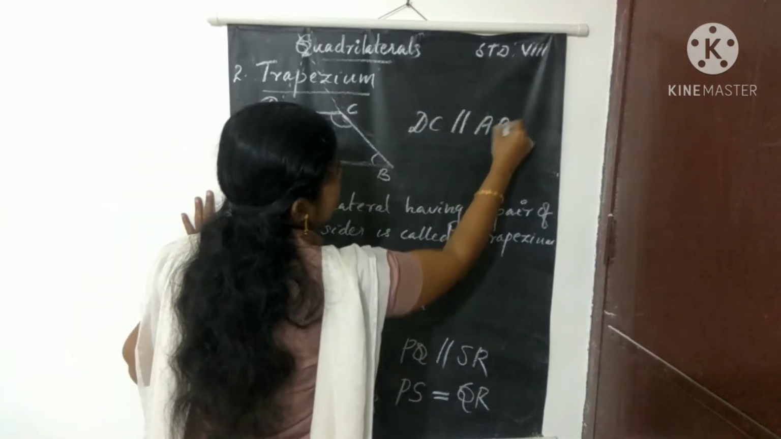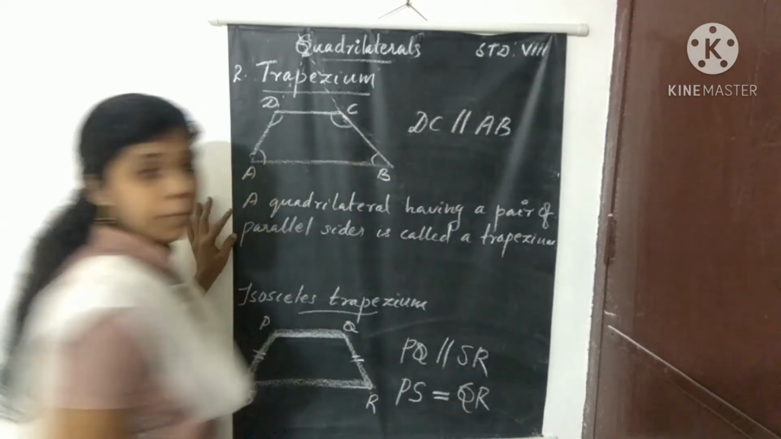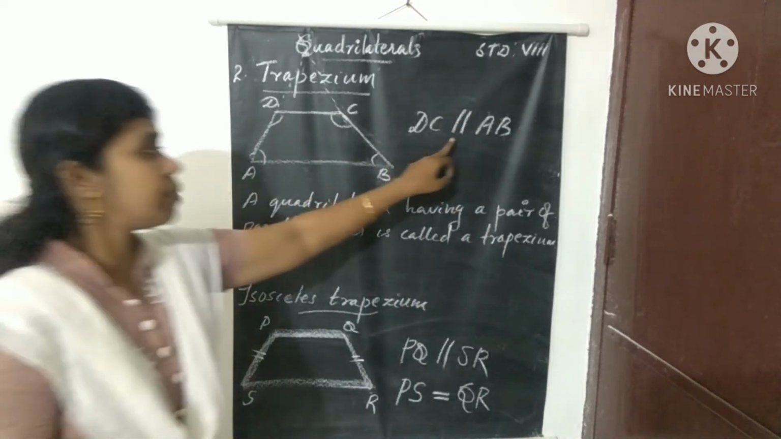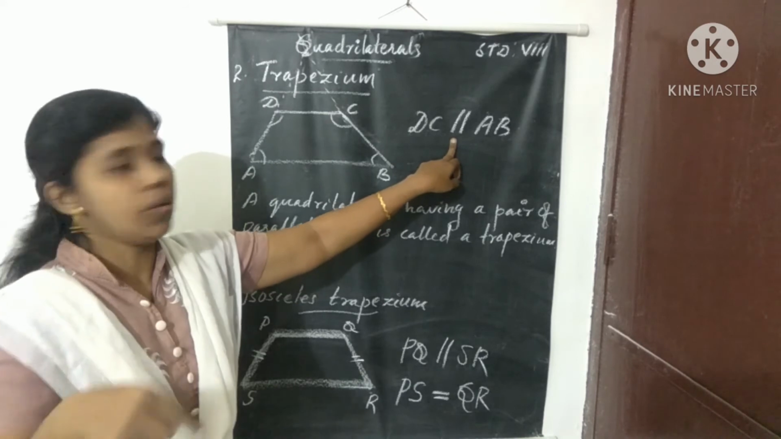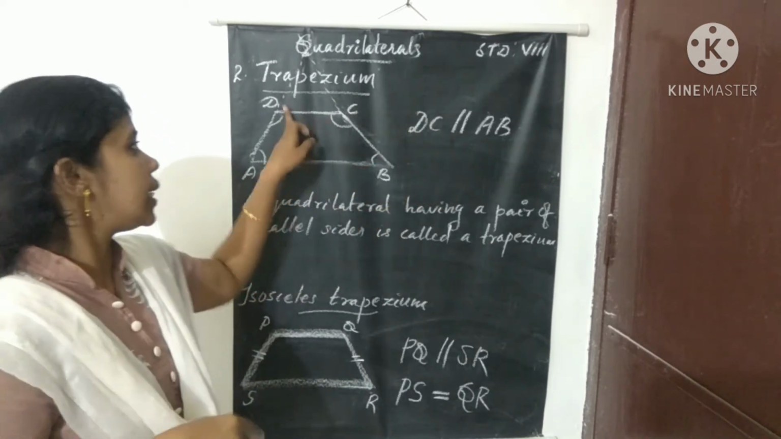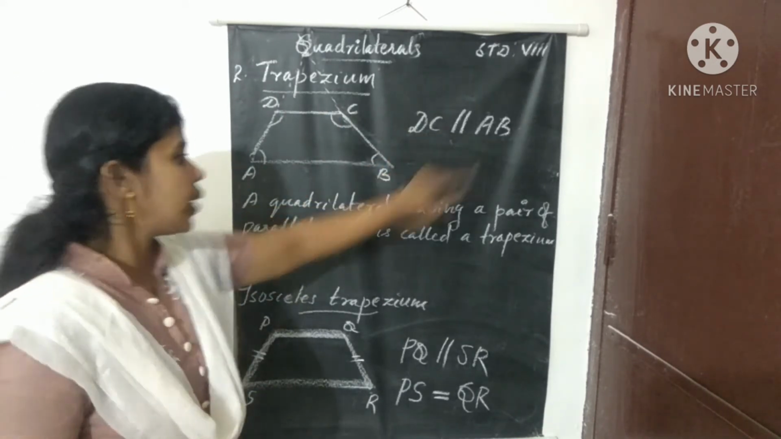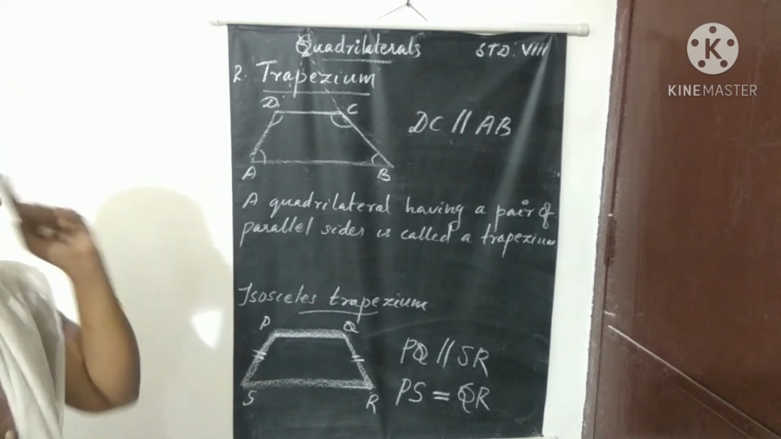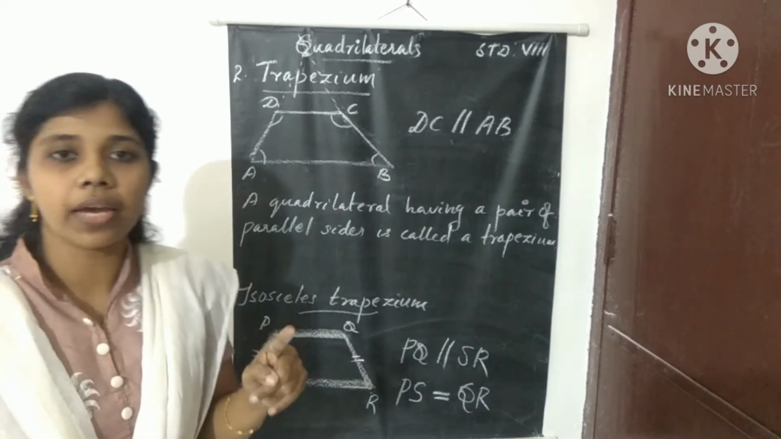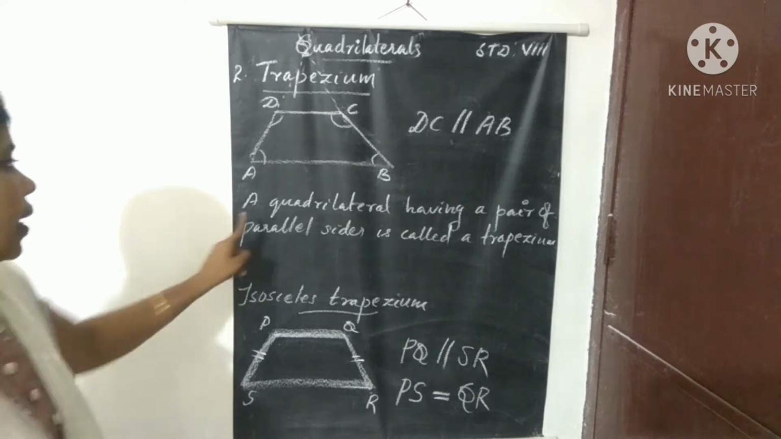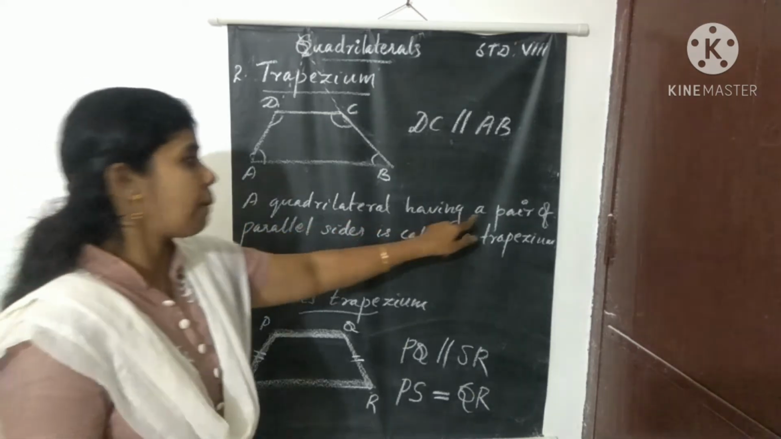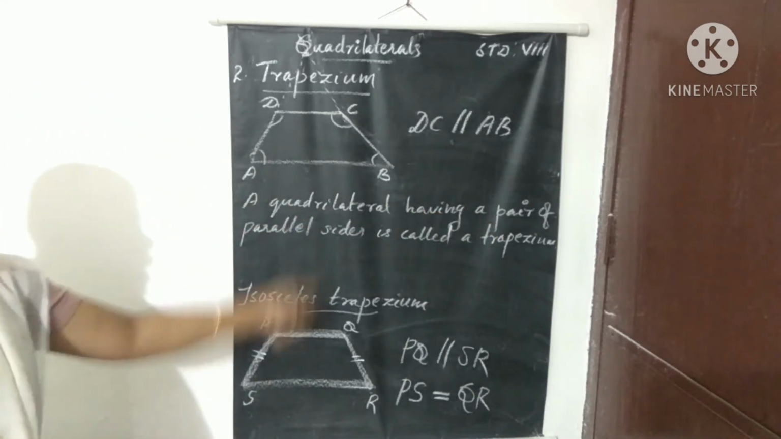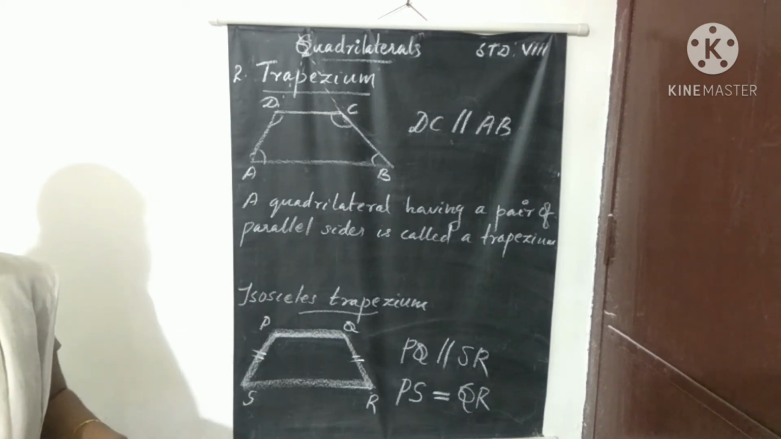Here DC is parallel to AB. This is the symbol for parallel. This symbol denotes parallel. This is read as DC parallel to AB. That is, a trapezium contains one pair of parallel sides. A quadrilateral having a pair of parallel sides is called a trapezium.